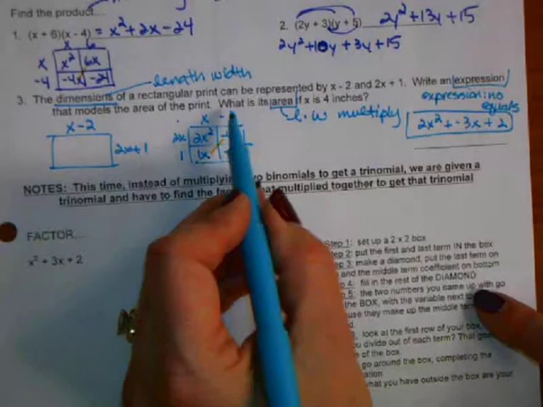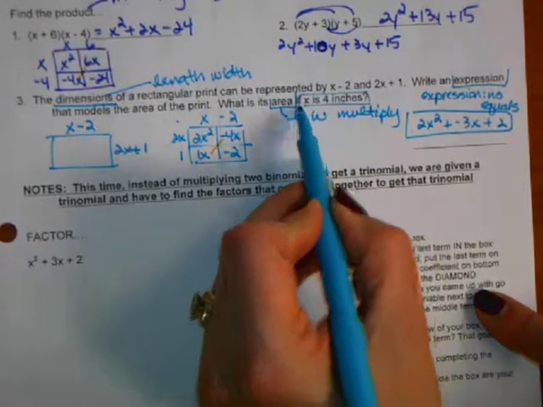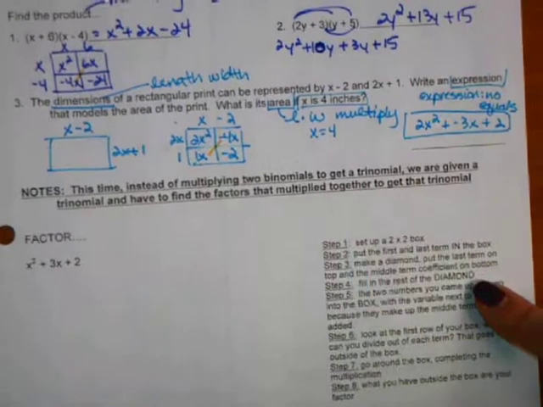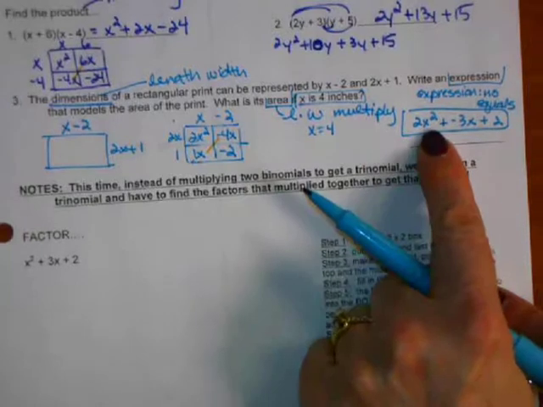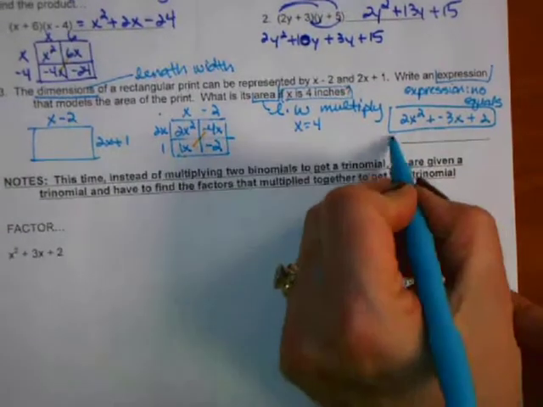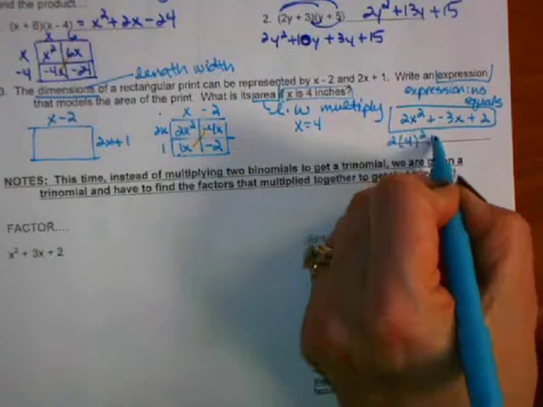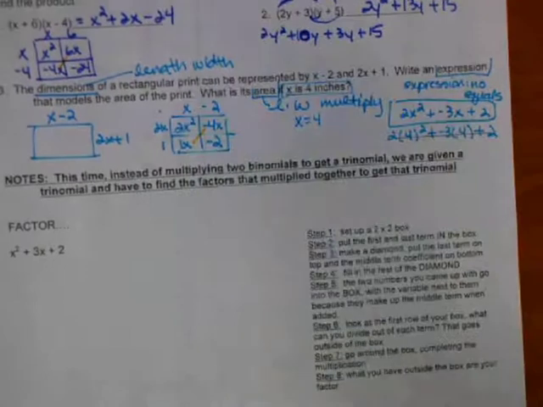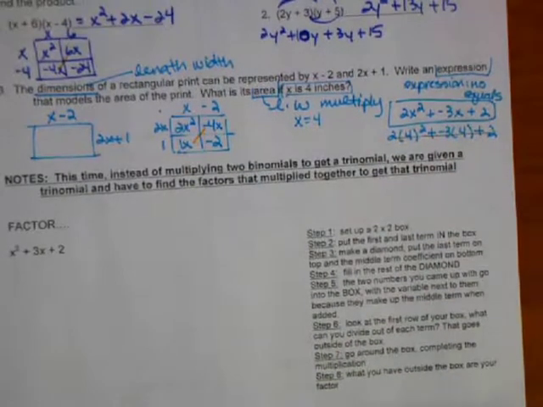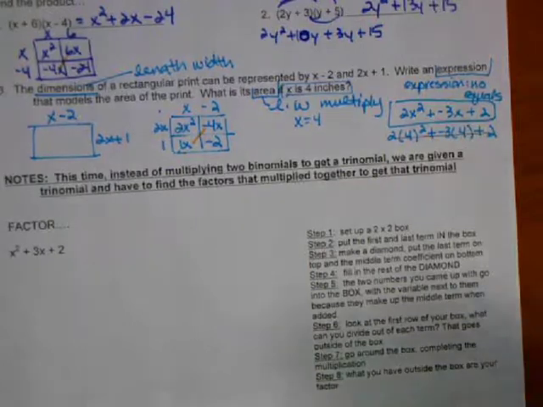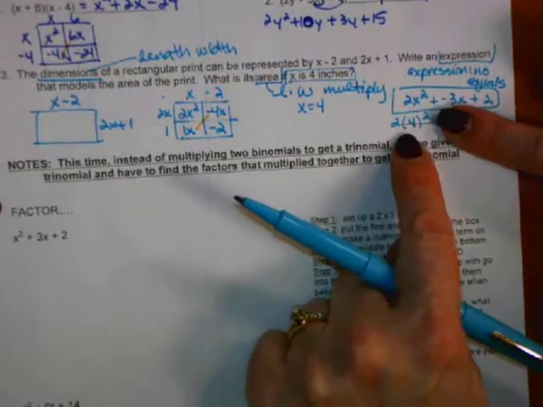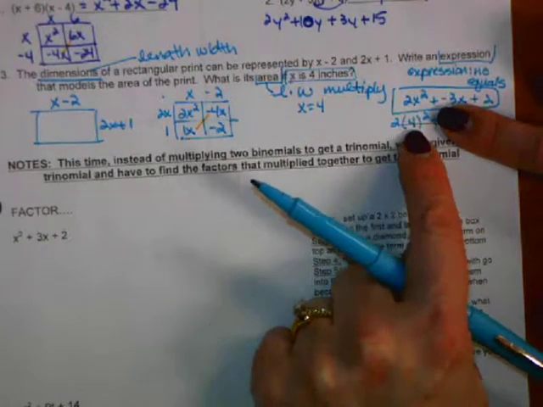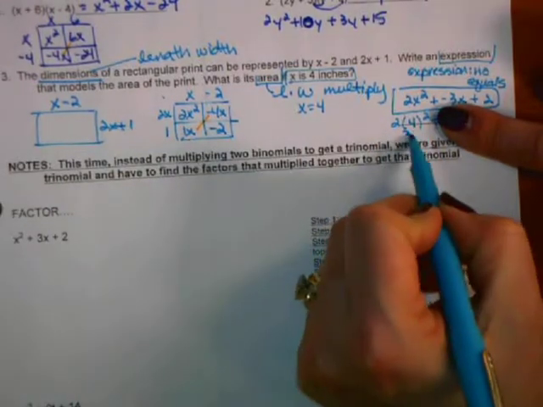The second part says, what is its area if x is 4 inches? So what do I do then to solve that? x equals 4. I take that and plug it into here. Okay? So I'm going to do that. 2 times 4 squared plus negative 3 times 4 plus 2. Now here's where a lot of mistakes came in on the quiz. People weren't following order of operations. What do you do first in this term? You square first. What's 4 squared? 16 times 2 is 32.